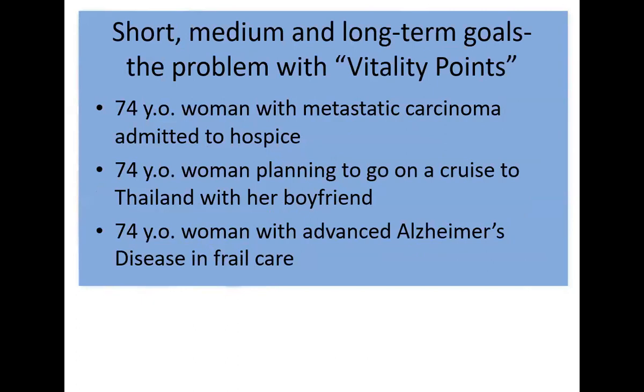The next thing is that old people, babies are all kind of the same unless they have some illness, but old people, there's a massive heterogeneity of health. So you've got three 74-year-old women. One is in hospice with cancer. One is going cruising with her boyfriend, and one has got Alzheimer's disease in frail care.